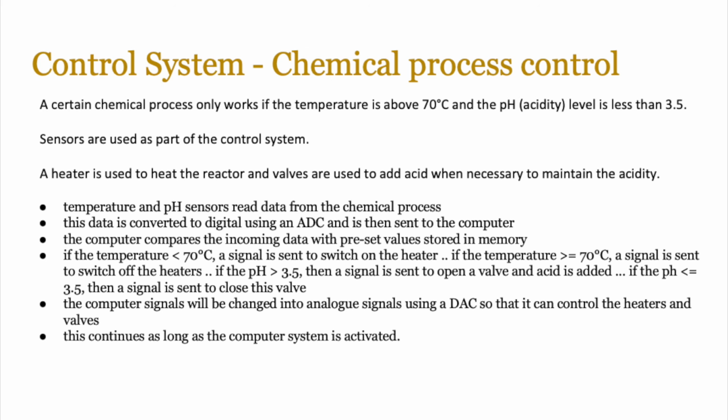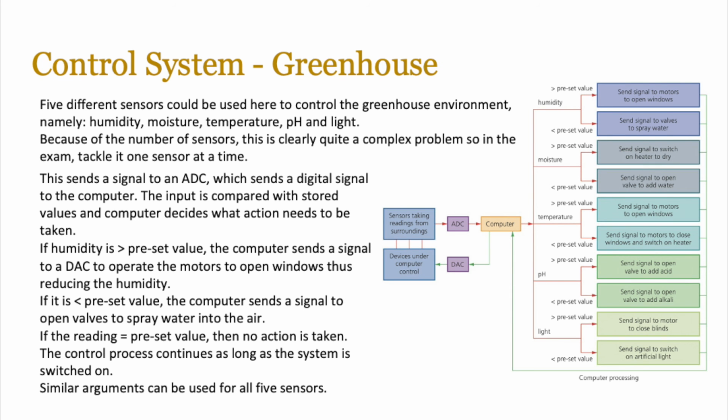You don't really need to know every single type of process that's out there as long as you know what the general process is. So do pause the video and study each of these processes, including the greenhouse, where there's a lot of sensors, up to 5 sensors that can influence the environment. And again, you don't really need to know every single one. The process is exactly going to be the same.